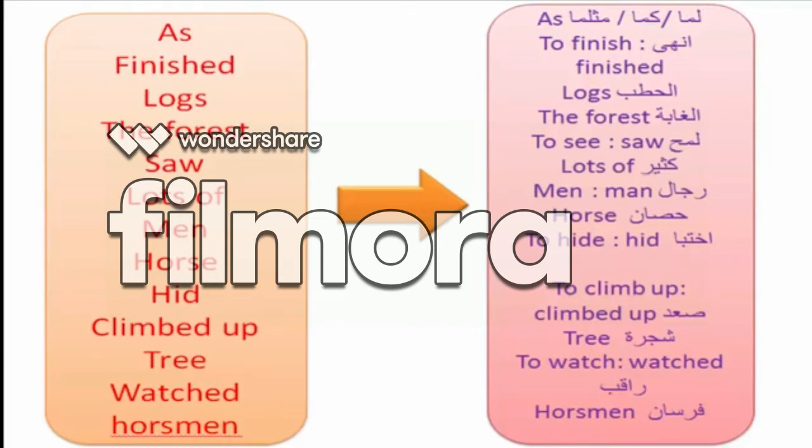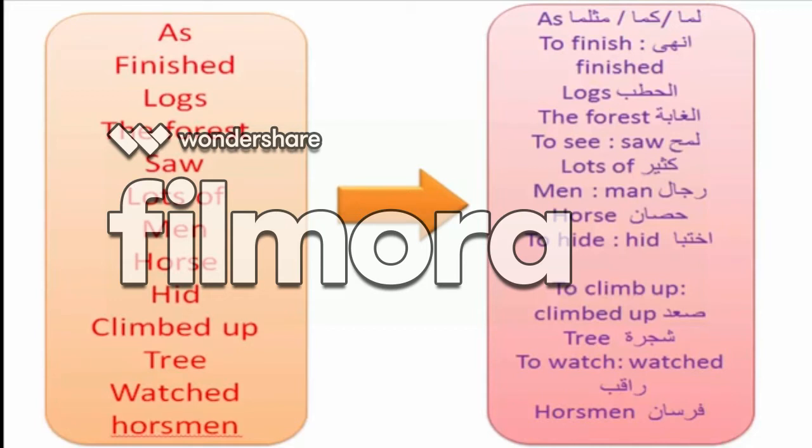We have another verb, which is to hide. أخفى يخفي. To hide. In the past it becomes hid. اختبأ أو أخفى. Hid. In the past, I hid, you hid, he hid. It doesn't change from I till they. It is a regular verb. Another verb, which is a phrasal verb, to climb up. Notice that the verb to climb means تسلق. But to climb up, this is a phrasal verb, means صعد. صعد السلم أو الدرج مثلا. Climbed up في الماضي, in the past.